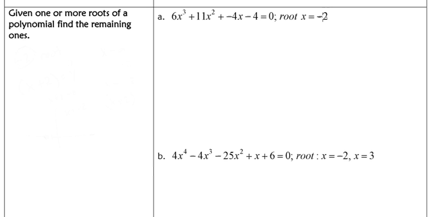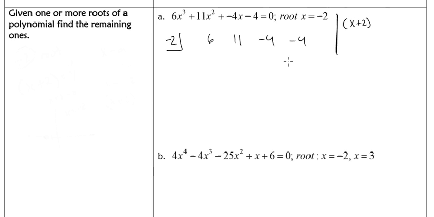All right, so we have a root of -2. Let me rewrite that. -2 is our root, and then we're going to divide that into 6x cubed plus 11x squared minus 4x minus 4. So our coefficients here are 6, 11, -4, and -4. And off to the side, I'm going to write down that our first factor is x plus 2.